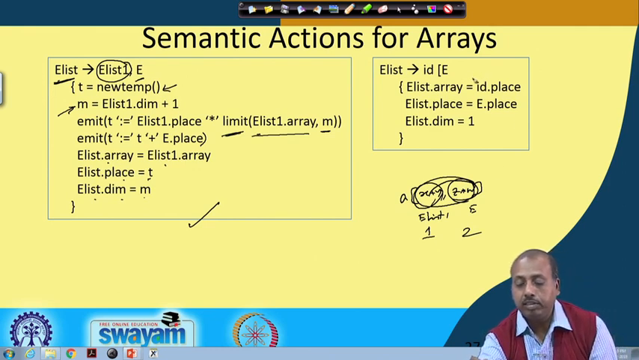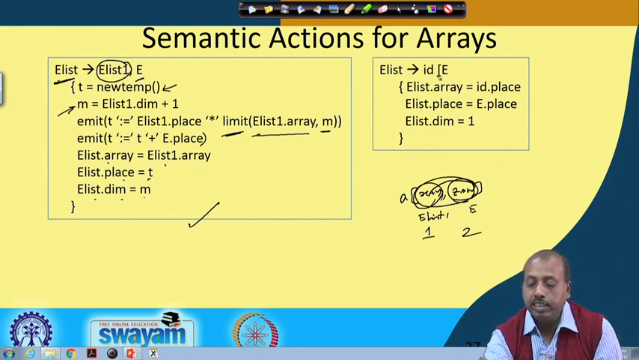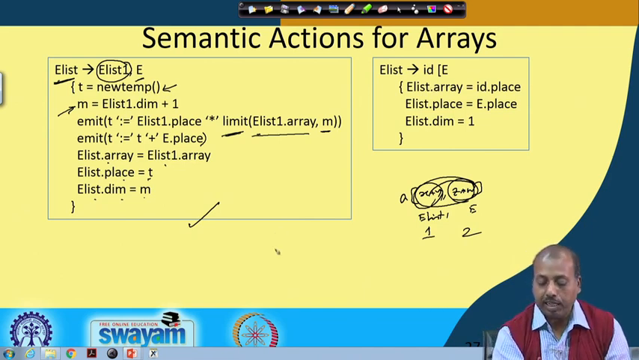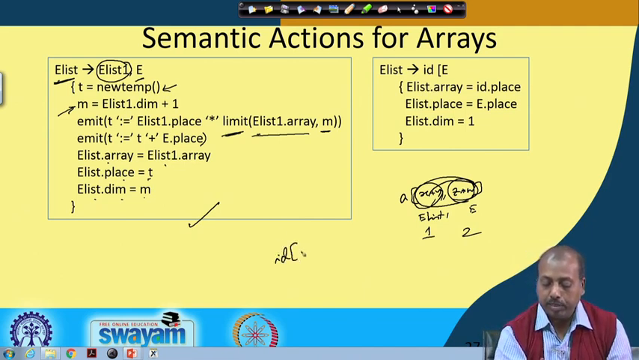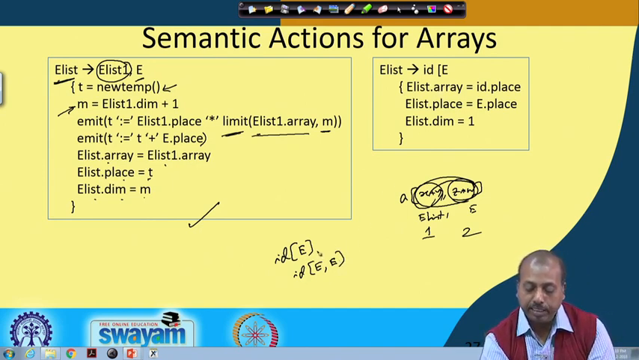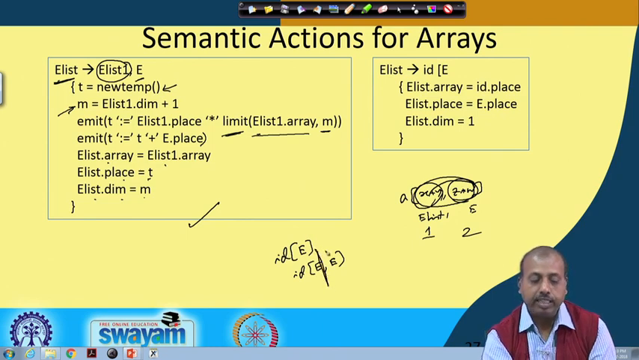Now, the next rule that I have to consider is Elist producing id bracket E. So, basically I have an array id within bracket E, and either it is bracket close, or the other situation is id within bracket E comma the next dimension, say another E. So, like that. So, what we do, we break at this point, and we call it Elist.